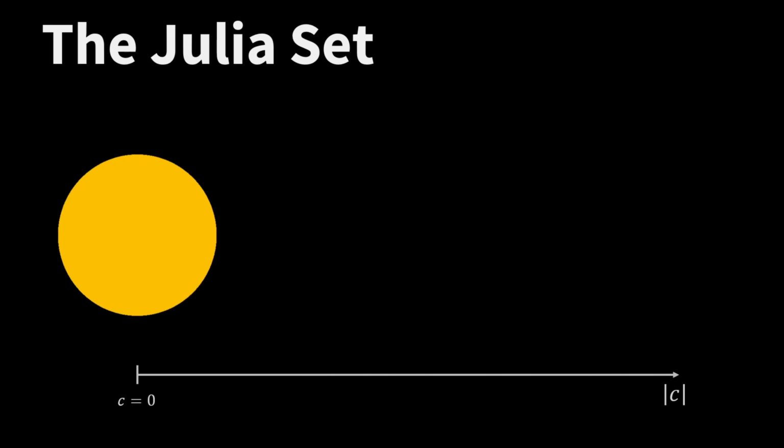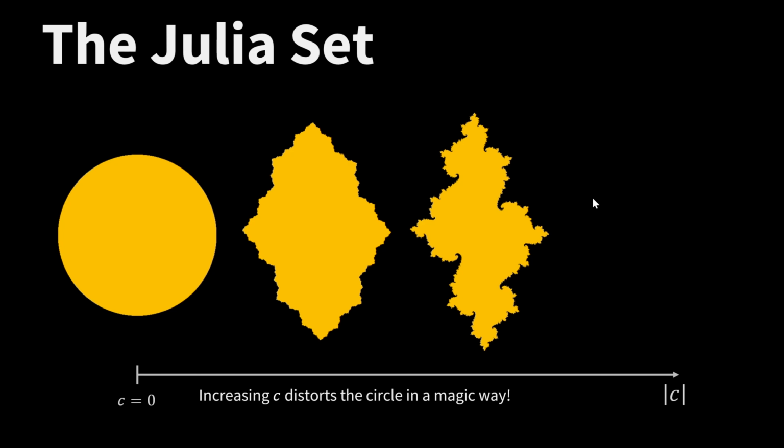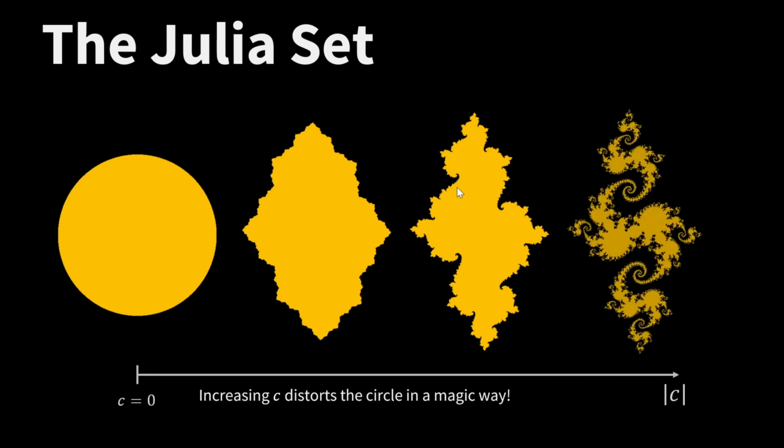Now the question is, what happens to the unit circle when we introduce wind? Maybe it just shifts the circle. Well, let's see. This is not the case. Increasing c distorts the circle in a magic way. Let's make c even bigger. Look at this. Look at this beautiful shape here. And even bigger. Isn't this magic? Our simple algorithm I showed you on the last slide produces this beautiful shape.